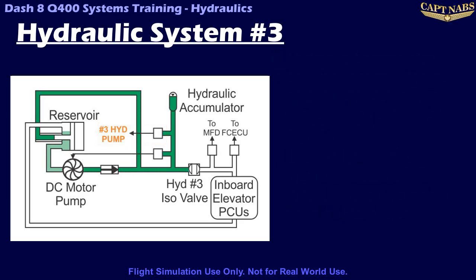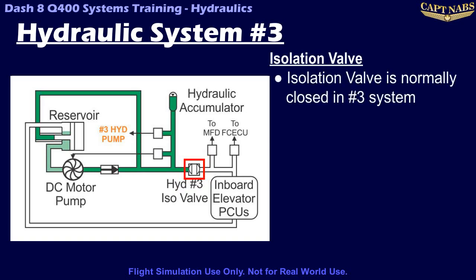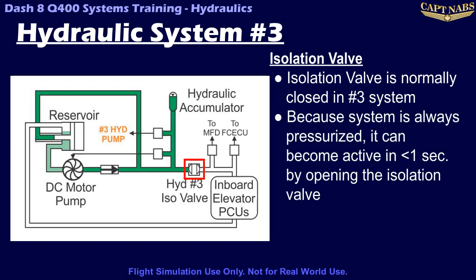After the DCMP and the accumulator, there is a valve called the isolation valve, which prevents hydraulic pressure from the number 3 system from reaching the elevator actuator. This isolation valve is closed during normal operations, and the number 3 system is prevented from actuating the elevators. In this way, the number 3 system is always in an active standby mode. The system always has pressure available within the system and is able to quickly begin activating the elevators at any time by simply opening the isolation valve.